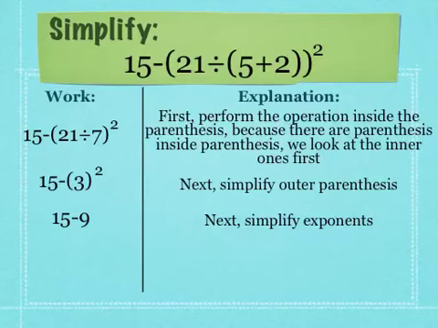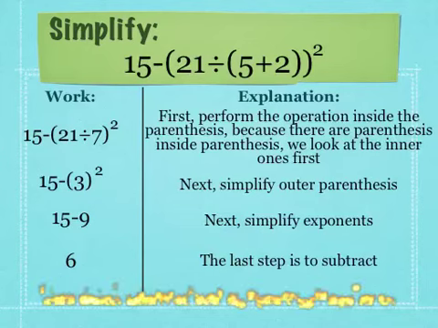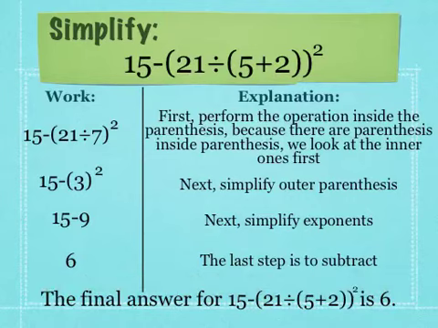Now I'm down to one operation left. It's just 15 minus 9. 15 minus 9 is 6. And the explanation would be the last step is to subtract. Again, write your answer as a statement. It says the final answer for 15 minus parenthesis 21 divided by parenthesis 5 plus 2 squared is 6.